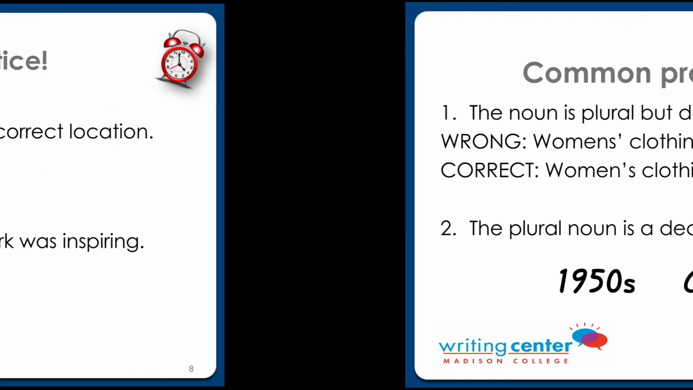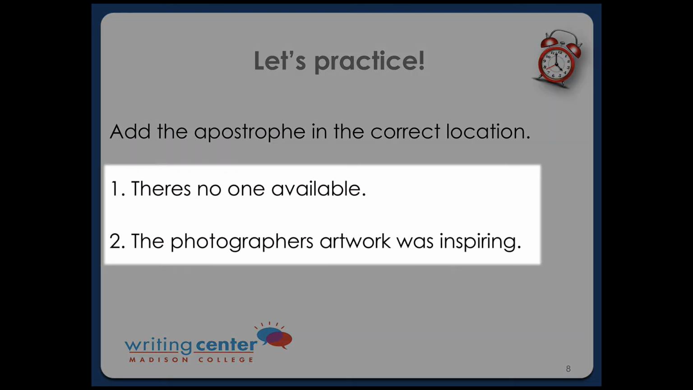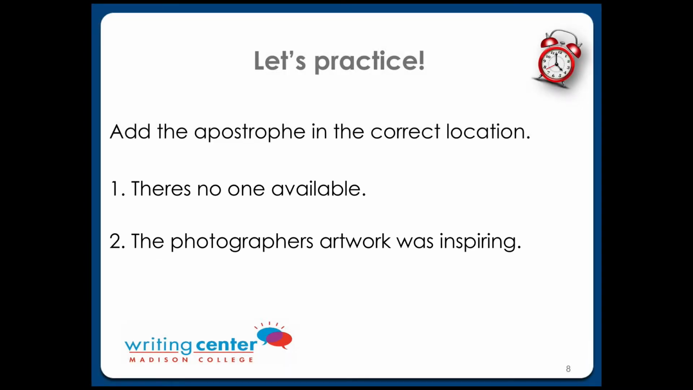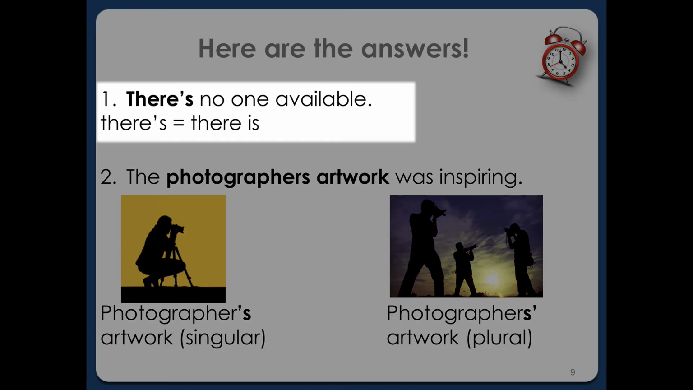All right, it's time to practice. Pause this video and add the apostrophes in the correct locations. Here are the answers. In the first sentence, there is has been contracted to theirs, so we add an apostrophe where the letter I used to be.